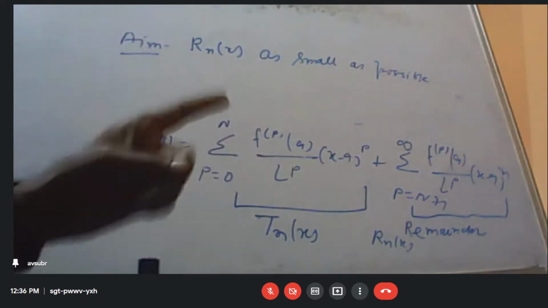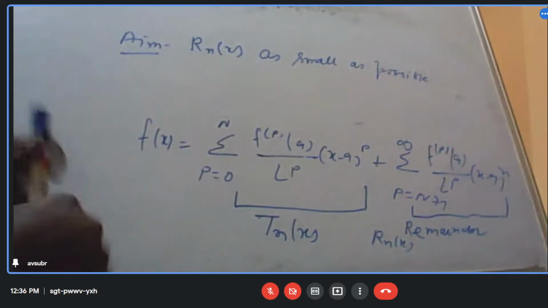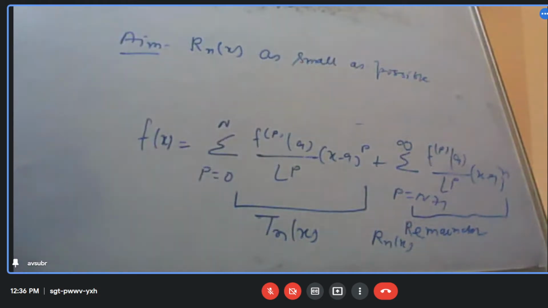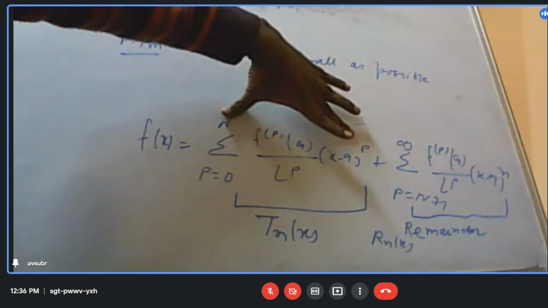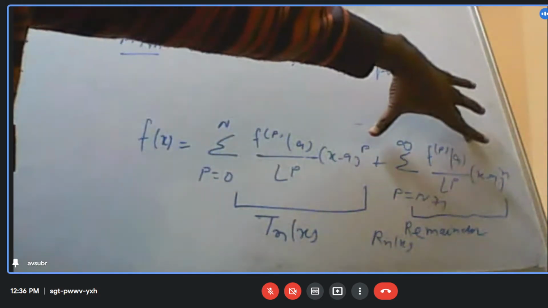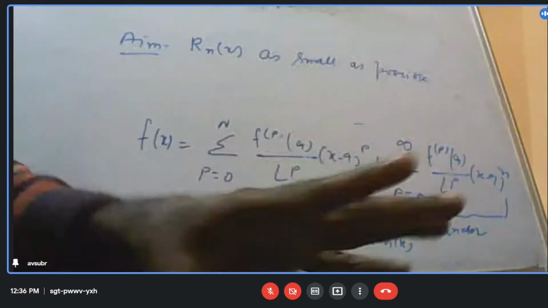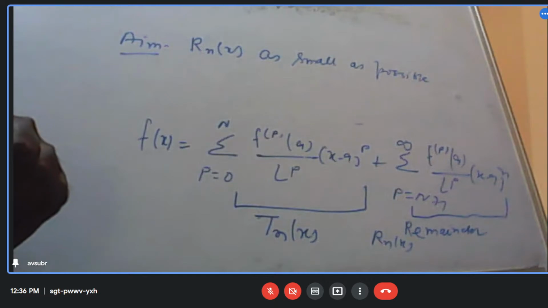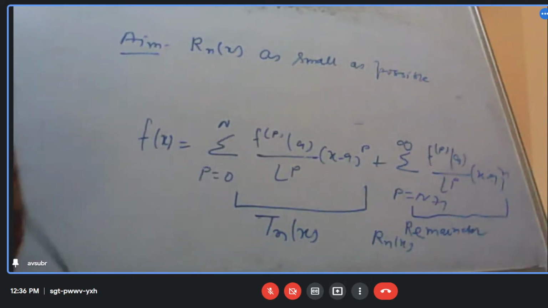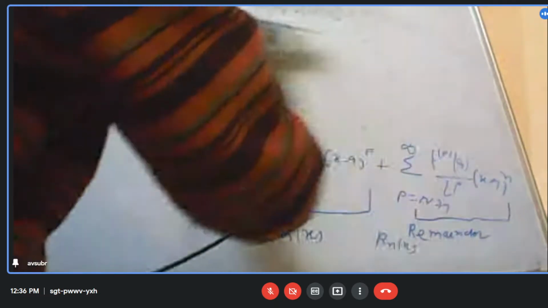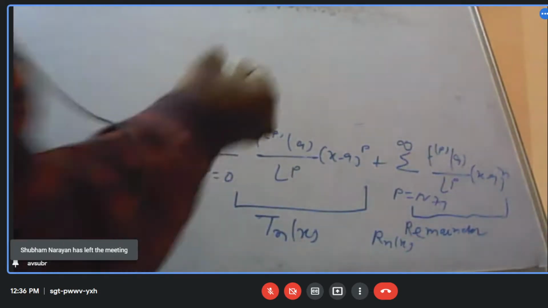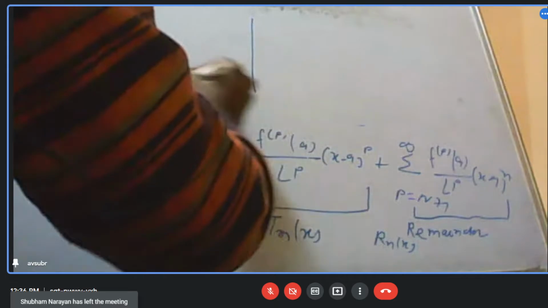So this is what I am doing. I want that when I terminate the series, my remainder should be as small as possible. In other words, my error should be as small as possible. So now let us take an example and try to understand with the example. That will actually make things clear.